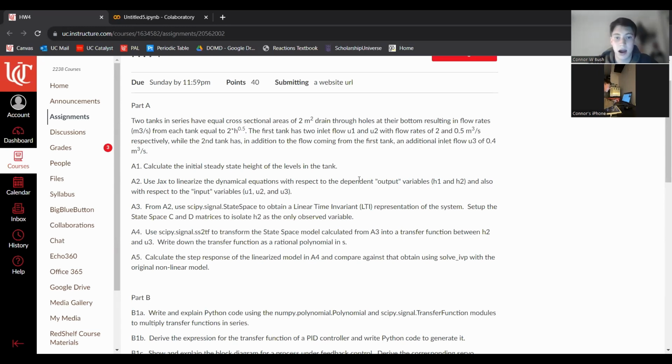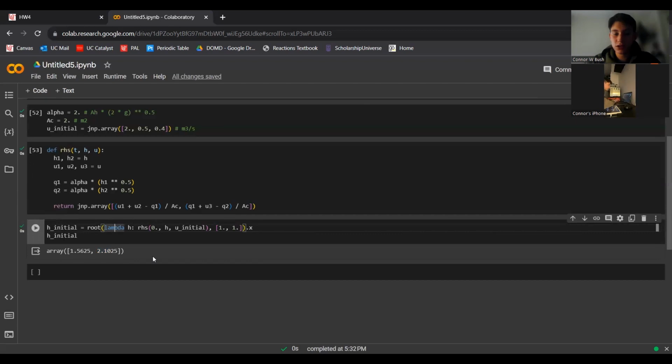that we just received with respect to the dependent output variables and then the input variables. So with respect to the heights and then with respect to the flow rates. So we're going to use Jax to linearize this. And to do this, we are going to take the Jacobian of each with respect to either height or flow rate. So first, we're going to focus on the Jacobian for the heights.